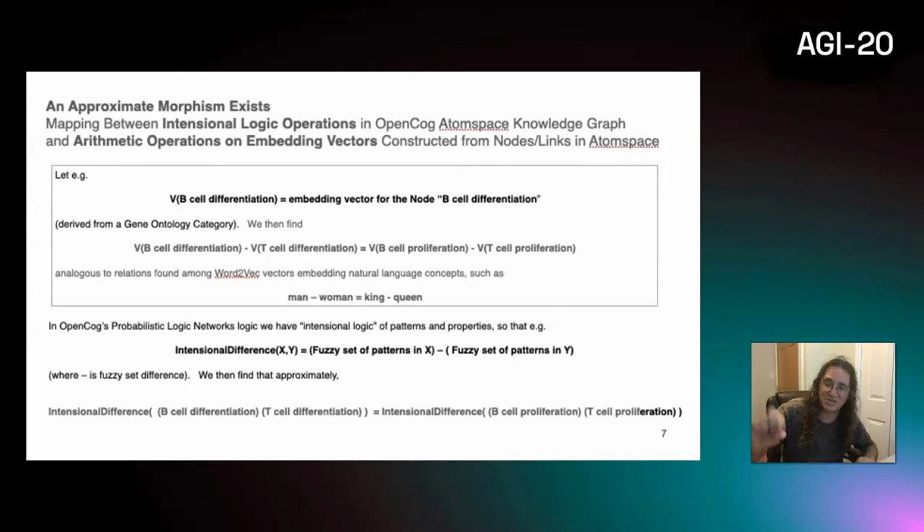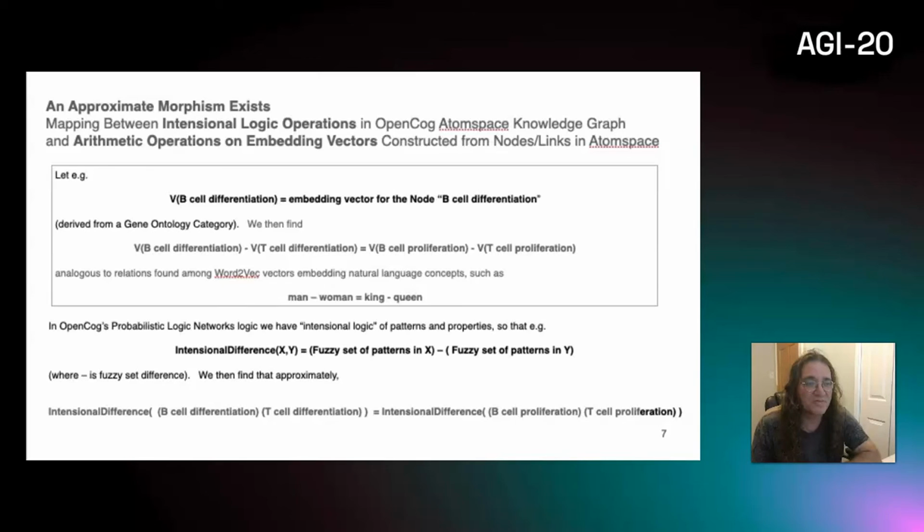So differentiation, the cells dividing in two; proliferation, the cells reproducing and spreading all over the place. They're different processes, but we see these correspondences. And this is much like the word2vec correspondence, like king minus queen equals man minus woman. These correspondences are not at all surprising if you look at how the vectors are created. I mean, the vectors are sort of compressed property lists. So the properties that a man has but a woman doesn't have are a lot of the same ones as the properties that a king has but a queen doesn't have.